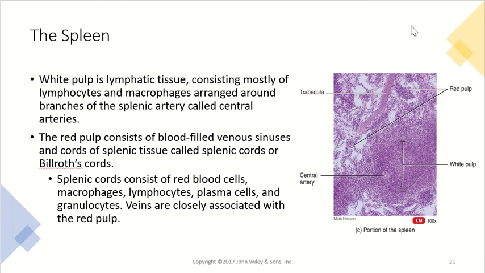Here we can see the difference. This is after it's been stained, and it looks very distinct, very different. We've got our red pulp, which is lighter in color, and then our white pulp, much darker staining. And we've got our little central artery right there.